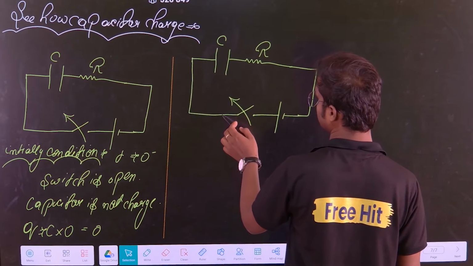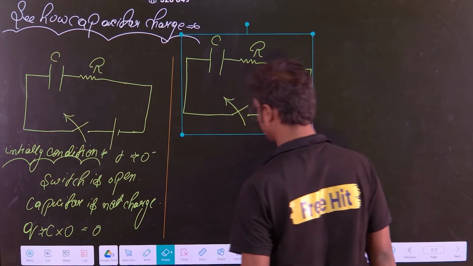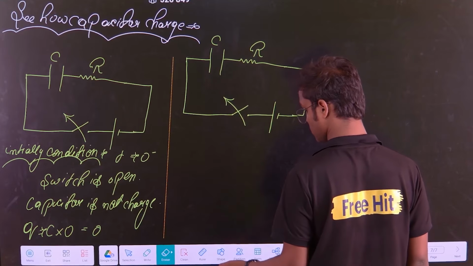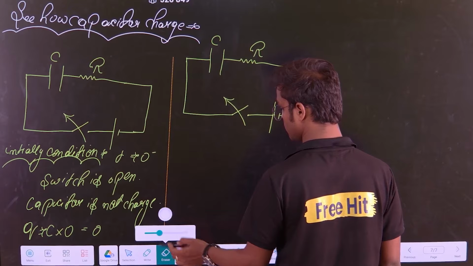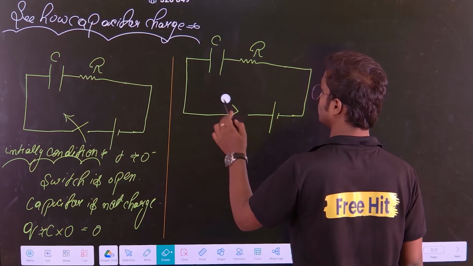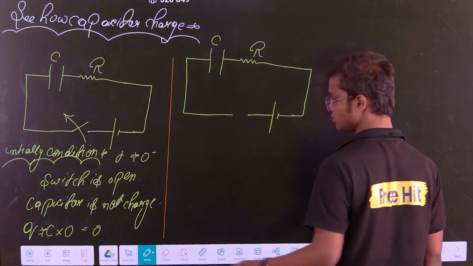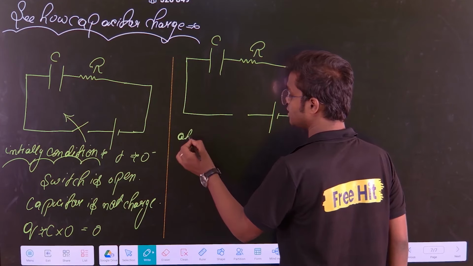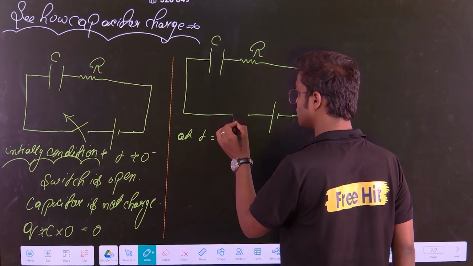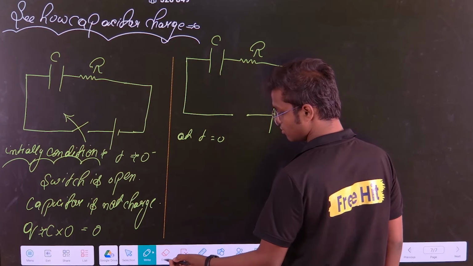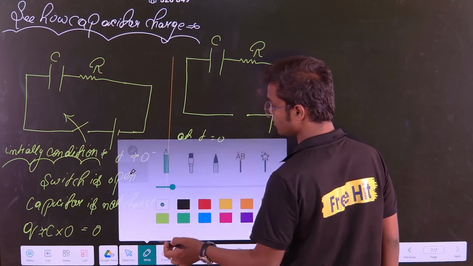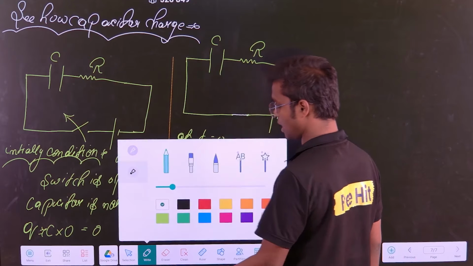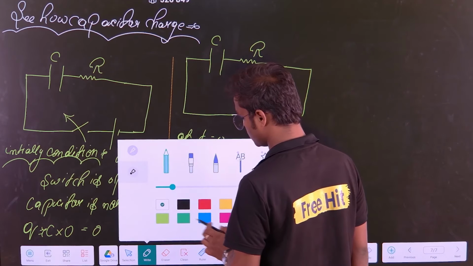Let us see what is the another case. Now what I am going to do now is I am just going to close this switch. Initially the switch is open. Now at t equal to 0, exactly at t equal to 0, I have just closed this switch. Now let us think what is going to happen then. Suppose the switch is closed, then what is going to happen?